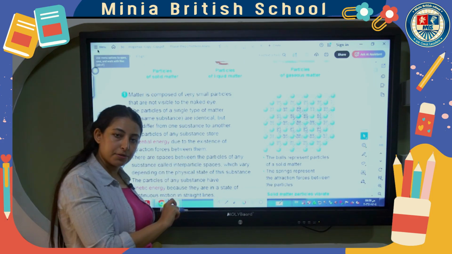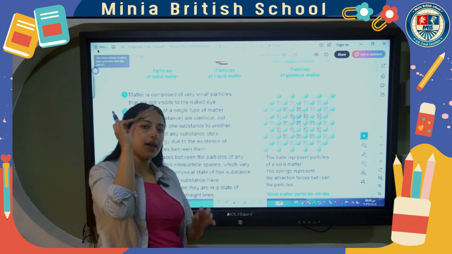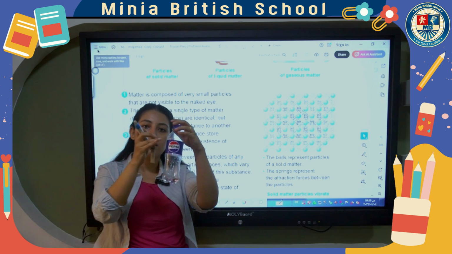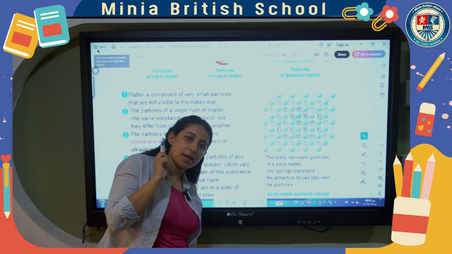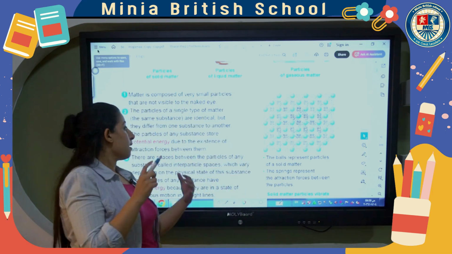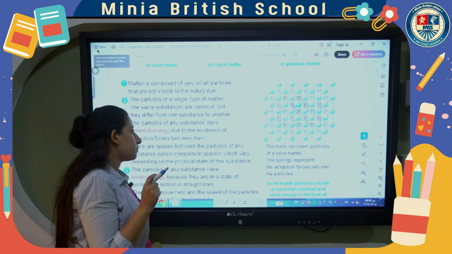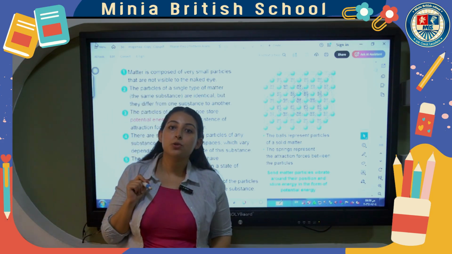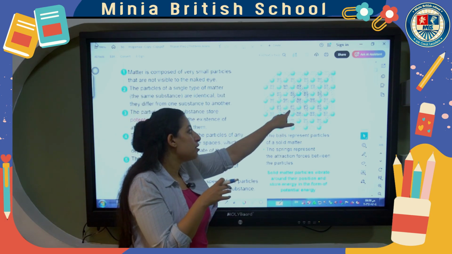They are similar in the same matter, so the molecules of this bottle are similar, while they are different from the molecules of this bottle. Okay, so they are similar in the same matter, but different in different matters. Third idea of this theory says what? All molecules have potential energy. Give reason. Due to the attraction force between their molecules.